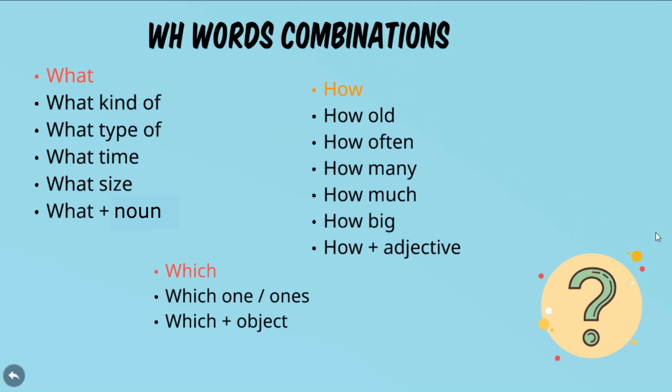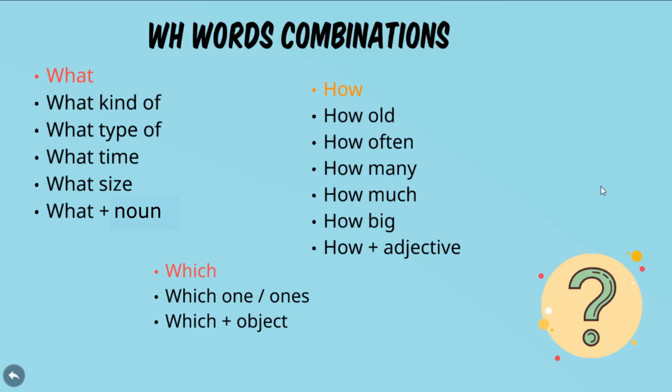WH combinations. Especially with what, how, and which, we can have different meanings in the questions. For example, what kind of, what type of, what time, what size, or what plus an object. For example, what capital or any other objects. You can combine how with how old, how often, how many, how much, how big, how plus an adjective. How old, recordemos que how old se refiere a la edad, como cuántos años. How often es con qué frecuencia o cada cuánto.